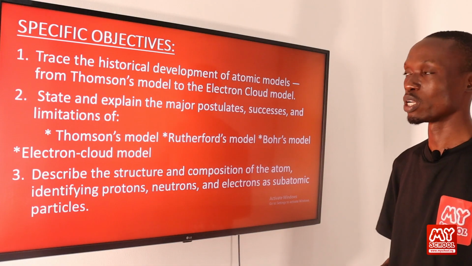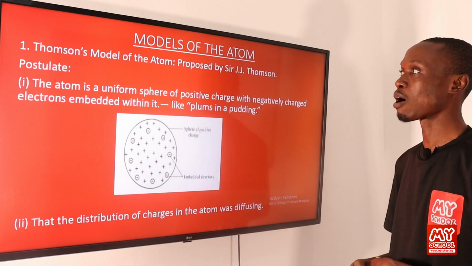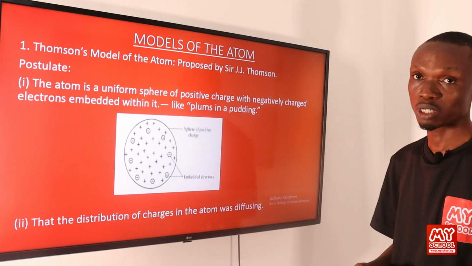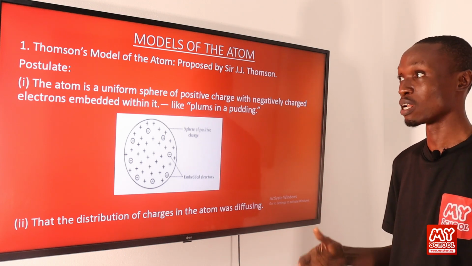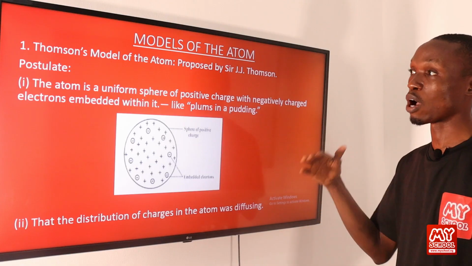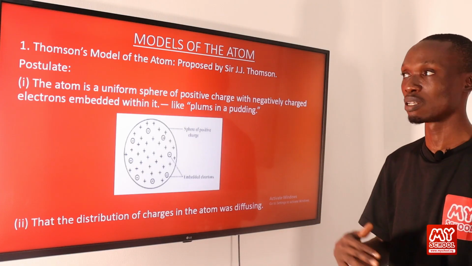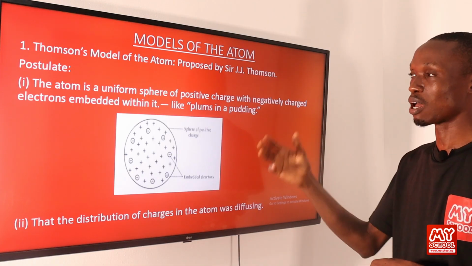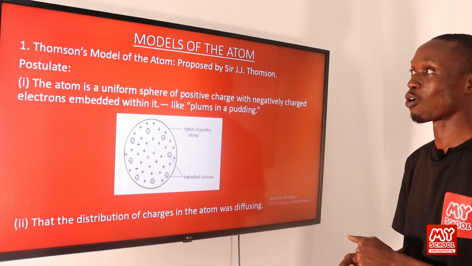So let's begin with our lesson. Here under models of the atom, basically we are going to be looking at 4 models: Thomson's model, Rutherford's, Bohr's, and the Electron Cloud model. And we are going to be looking at them under the following headings: postulates, successes, and limitations. So now let's begin with Thomson's model of the atom.